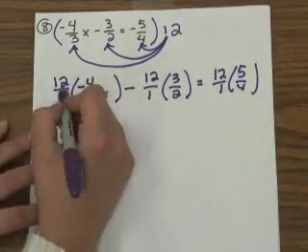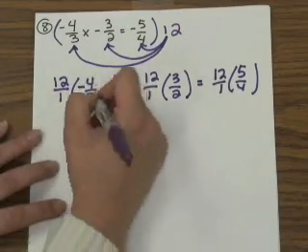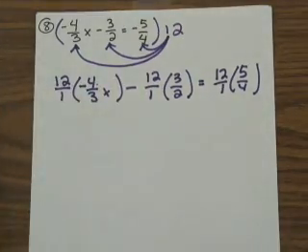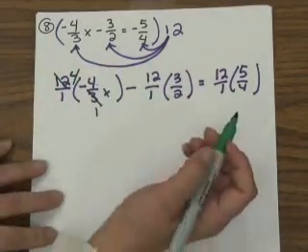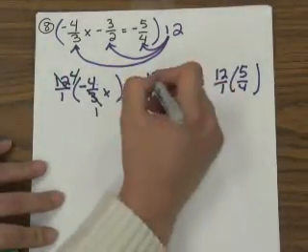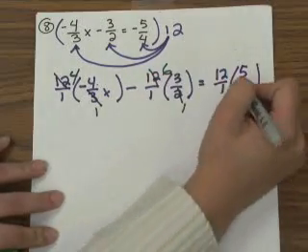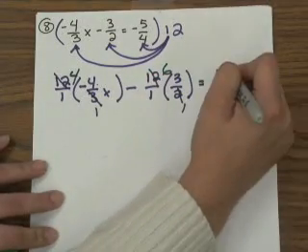So with 12 and 3, I can simplify that. 3 goes into 3 one good time. 3 goes into 12 4 good times. 2 goes into 2 once. 2 goes into 12 6 times. 4 goes into 4 once. 4 goes into 12 3 times.